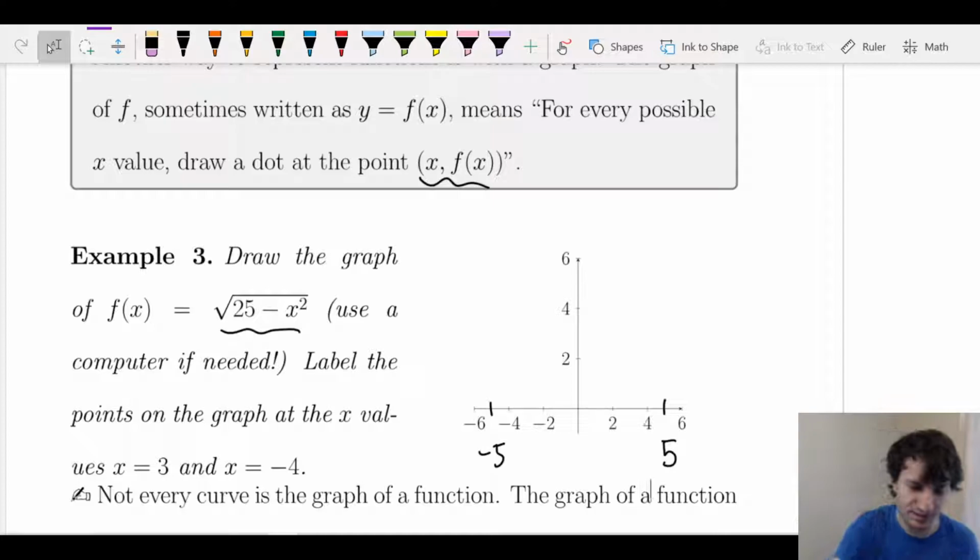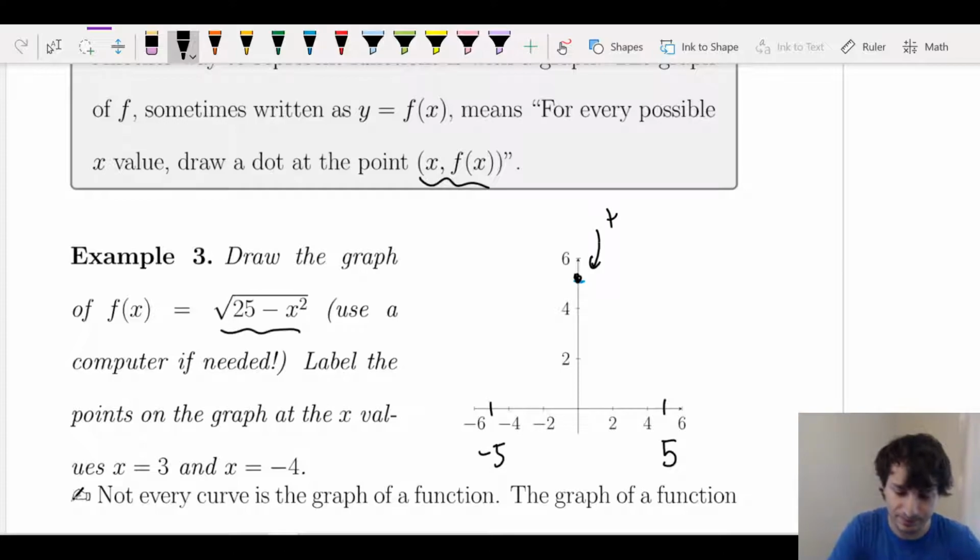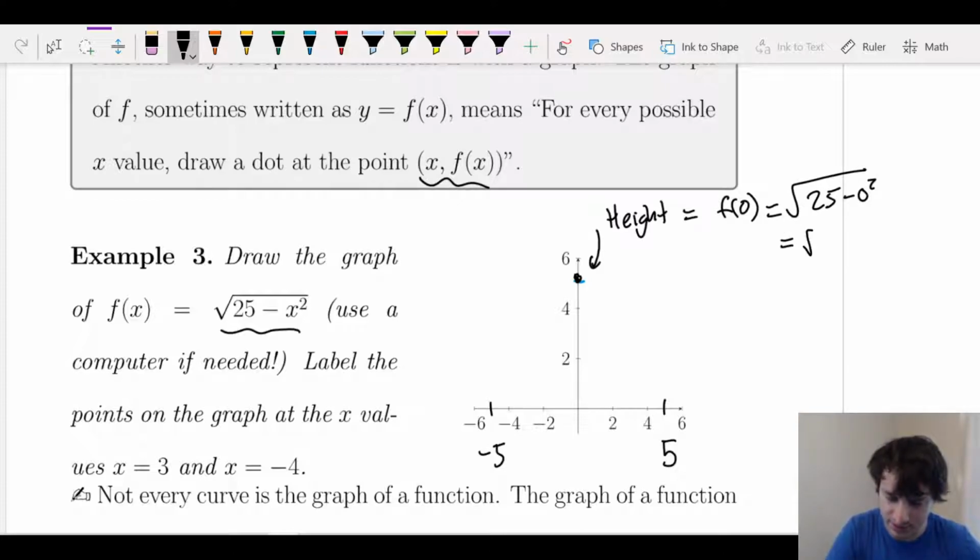So let's go back here. We can draw it in. So it's a circle. If I wanted to figure out the height of the circle, well, the height is this point up here, and that's when x equals 0. So to figure out the height, I could plug in x equals 0 into f. So the height here is f of 0, and f of 0 is the square root of 25 minus 0 squared, which is the square root of 25, which is 5.